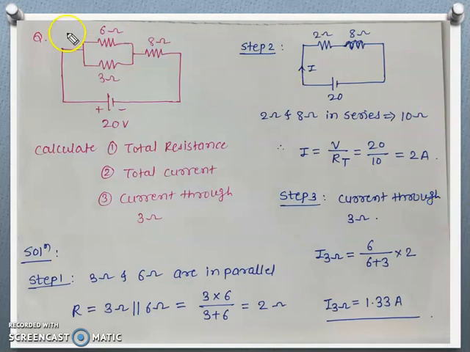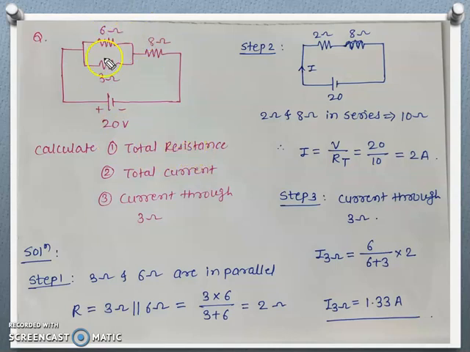Here the circuit is given: 6 ohm and 3 ohm are connected in parallel, and this parallel combination is in series with this 8 ohm, across which a 20 volt supply is given. Here we have to calculate the total resistance, total current and current through 3 ohm. So step 1 will be to find the total resistance.